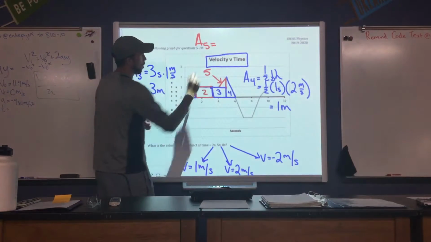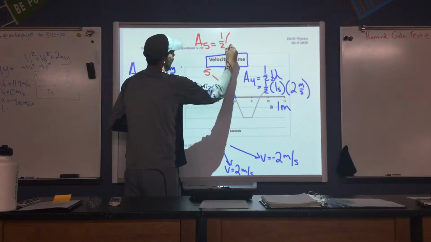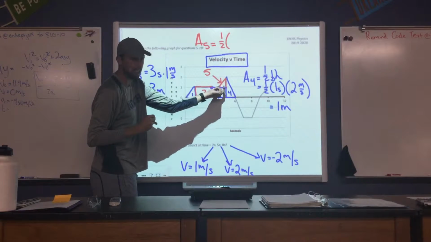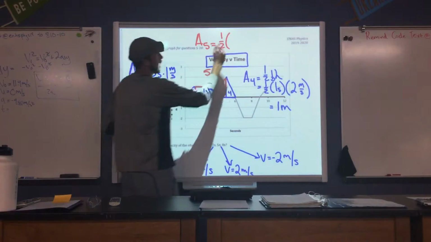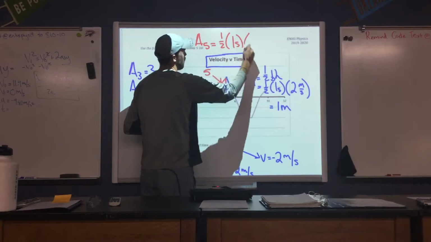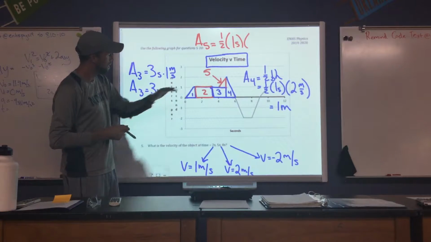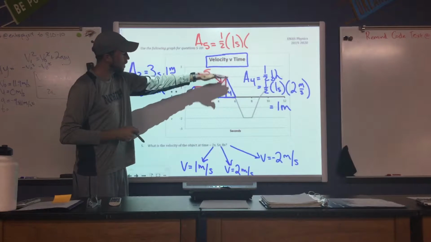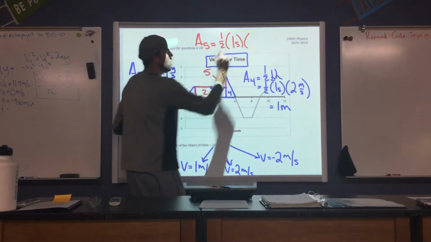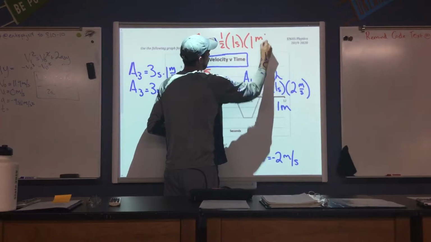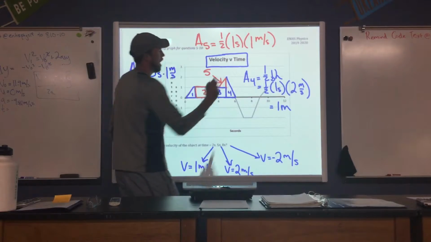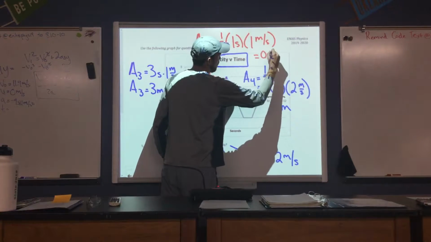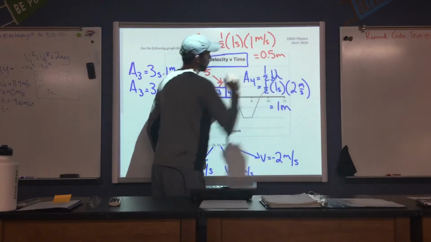Area 5, that is another triangle, 1/2. The base here is from 4 seconds to 5 seconds. You might need to look at that a little bit more carefully. 4 to 5 seconds is a base of 1 second. The height, here's where we have to be careful. The height starts at 1 and goes up to 2. So from 1 to 2, that's only a height of 1 meter per second. So 1 times 1 gives me 1 times 1/2. This is just going to be 0.5 meters.